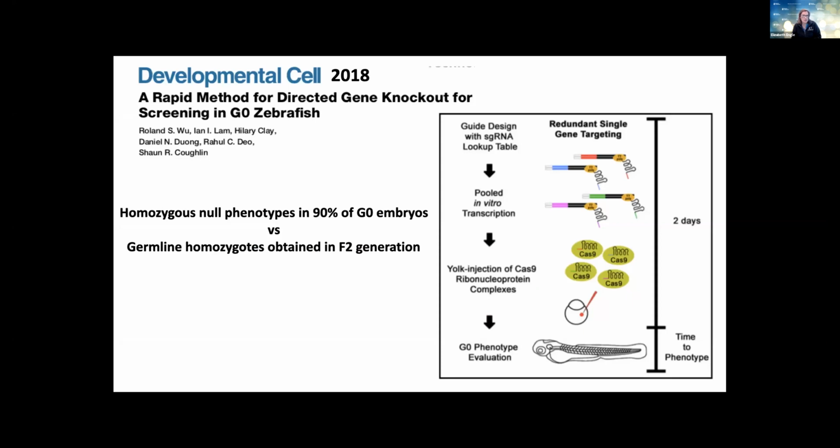Julie decided to test a recently published rapid method for directed gene knockout in G0 fish. This is based on simultaneous high-dose injection of 4 guide RNAs, redundantly targeting a single gene, and was reported to produce homozygous null phenotypes in greater than 90% of the embryos without very great toxicity. Julie has successfully reproduced these results, and she can now screen for a phenotype in about 72 hours, which would take months to generate in germline fish.